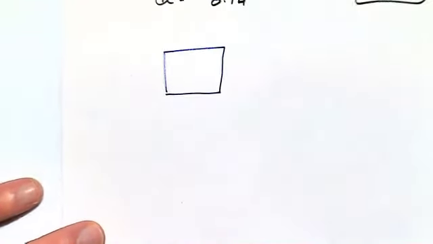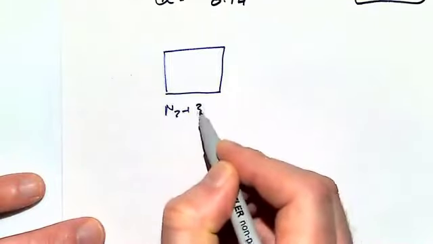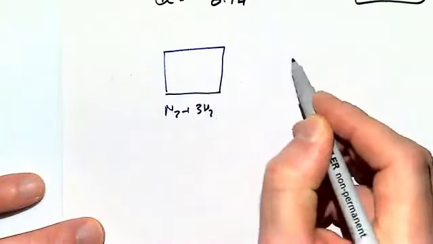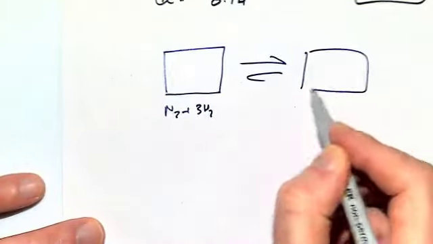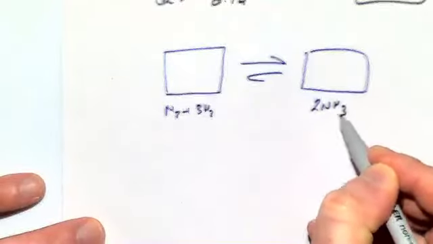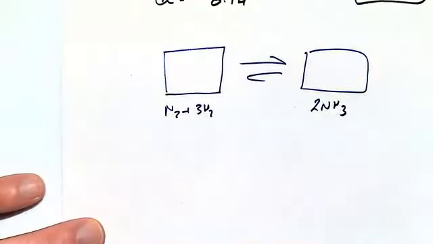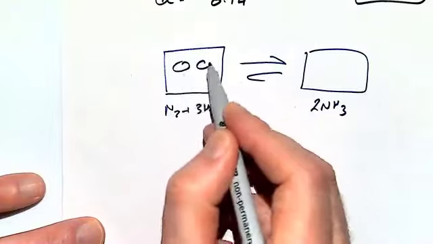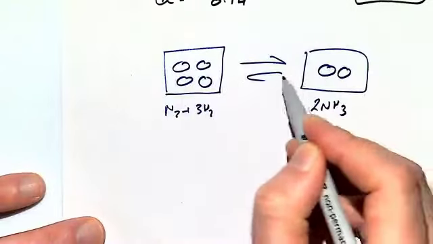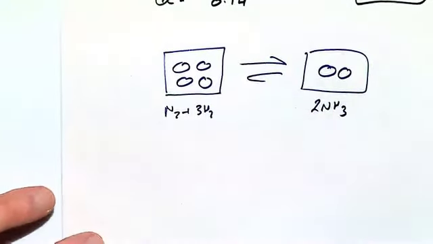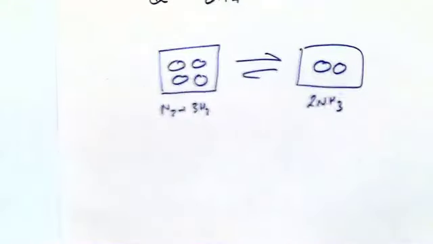So we have N2 plus 3H2 going to 2NH3. Okay, so we've got 4 gases on one side and 2 on the other. If we increase the pressure of this system, what will happen? The system will try and reduce the pressure. Okay, it will try and reduce the pressure by occupying a lower volume. A lower volume means a smaller number of gas molecules.